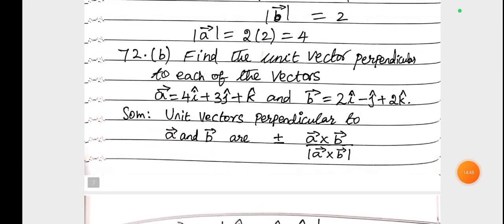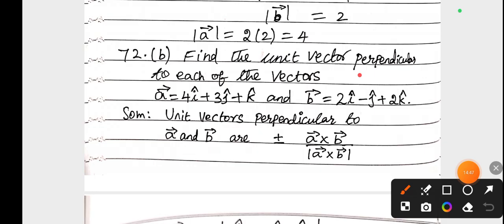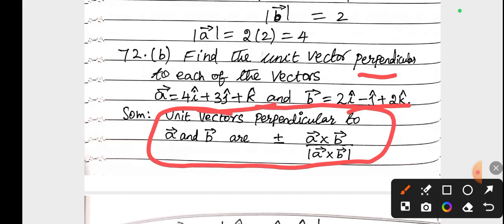72B. Find the unit vector perpendicular to each of the vectors. So A vector is 4i cap plus 3j cap plus k cap. B vector is 2i cap minus j cap plus 2k cap. What's their formula? This is also in the booklet. NCERT sum only, that model only. Unit vector perpendicular to A vector and B vector is plus or minus A vector cross B vector by magnitude of A vector cross B vector.